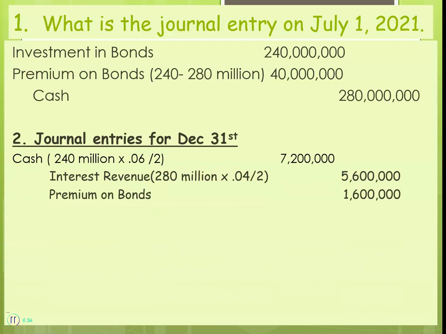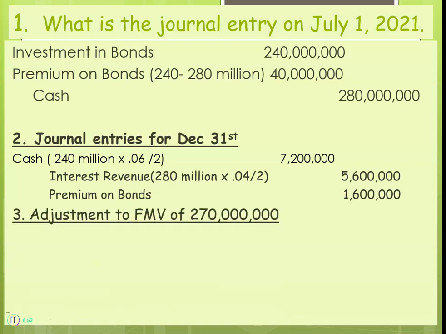Then we're going to book our interest. Again, the cash is always going to be the face of the bond times the stated rate divided by 2, since it's semi-annual. Interest revenue is going to be the net book value of the bonds times the effective rate divided by 2. And the difference will be premium on bonds.